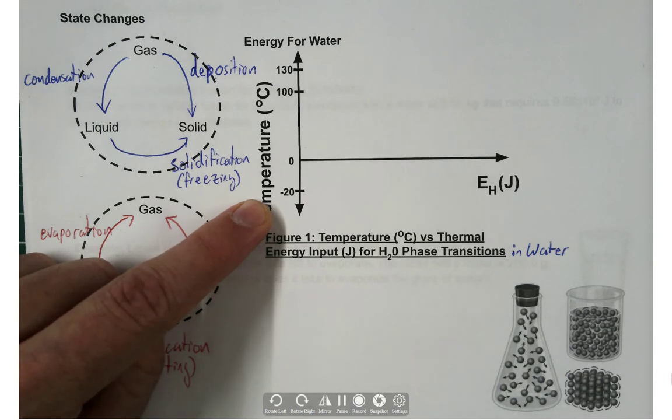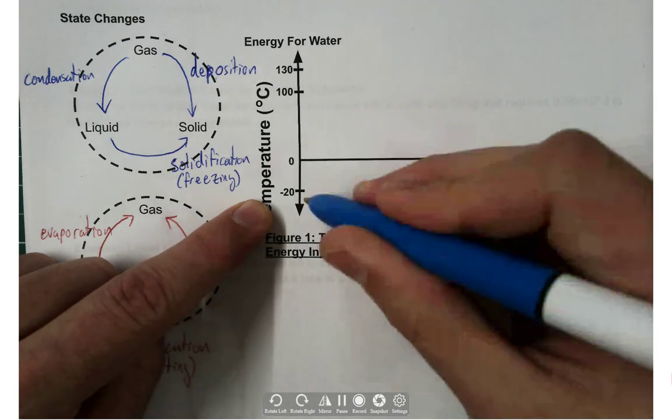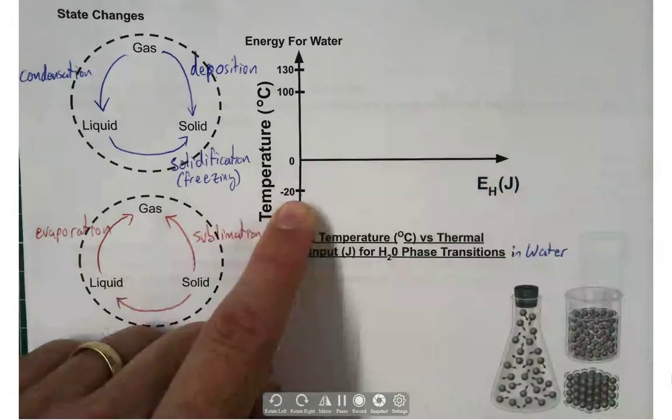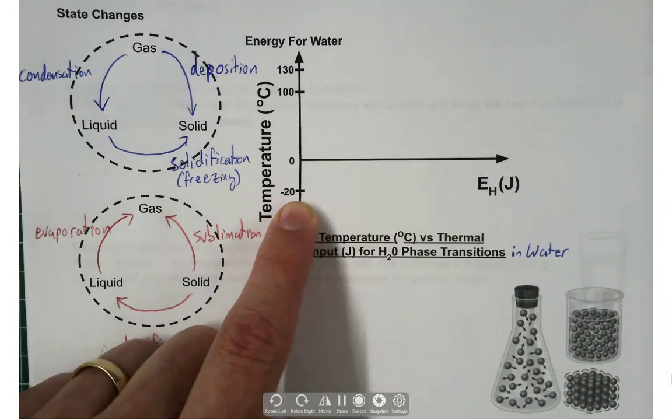Everybody together. It's called? Ice. So at this point here, it's called ice. Maybe you've never thought about this before, but it's true. Ice can be colder than 0 degrees Celsius.